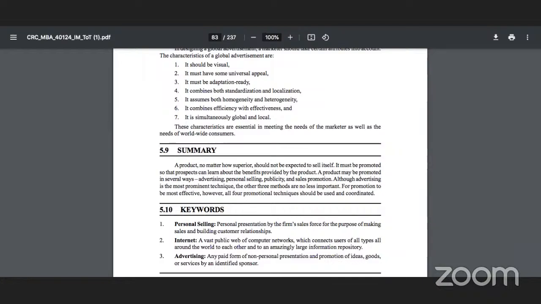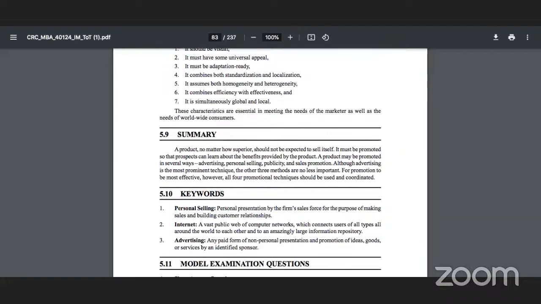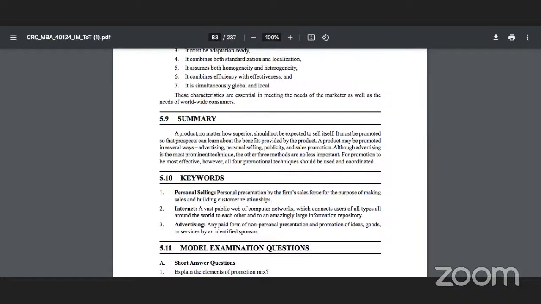So these seven characteristics sound simple enough, but we need to understand that each of these elements that are brought together to create one single global advertisement that will work in any country is itself a major challenge. However, if you are looking to reach out to worldwide consumers, you also need to understand that your communication mix should be tailored to such an audience. So, in the end, we would like to conclude by saying a product, no matter how superior, should not be expected to sell itself. What we must do as producers or sellers is promote that product to prospective buyers in ways that can be of benefit to those buyers.